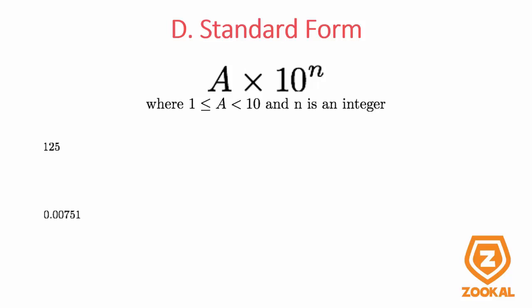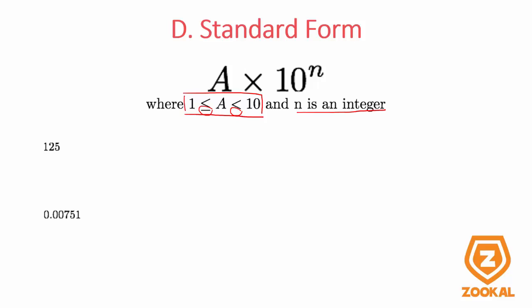When we talk about standard form, there are 2 criteria that we want to make sure we fulfill. That A stays between 1 and 10. It can be equal to 1, but it can never be equal to 10. And n also has to be an integer. It can be a negative integer or a positive integer.